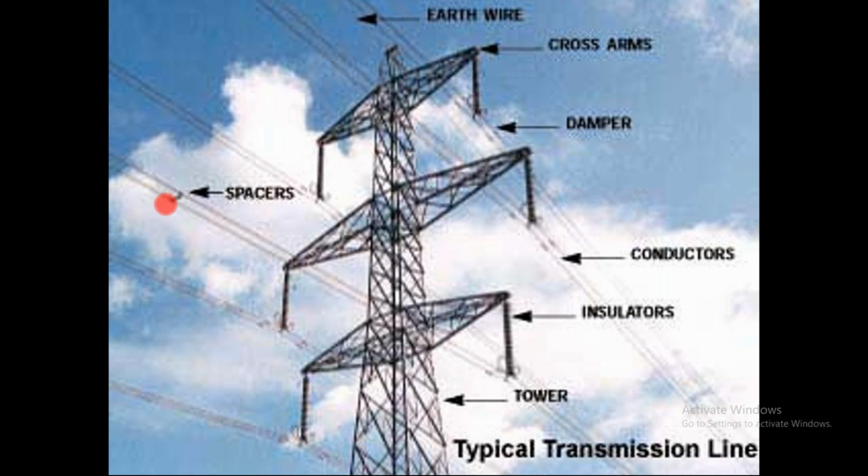Now if you see these names, this one is the tower and the spacers. There is no contact between the two phases. A spacer maintains the distance between the two phases, and there are the insulator, conductors, dampers, and cross arms. On top there is a wire called the earth wire.